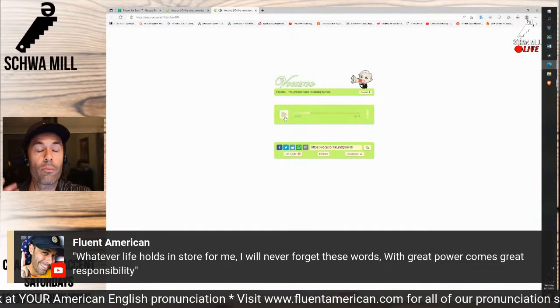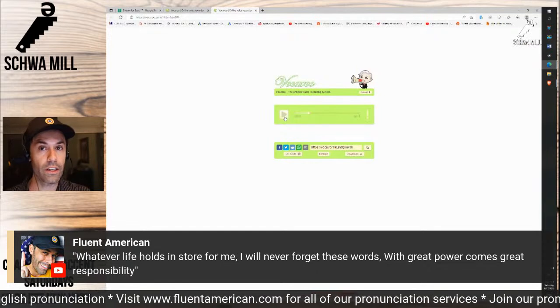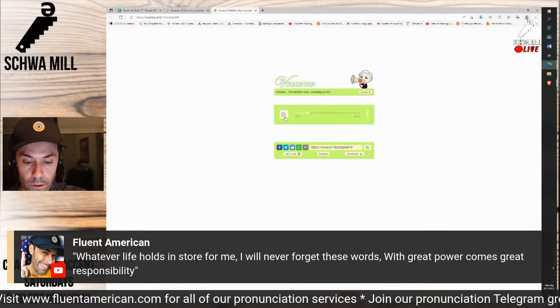Lots of air coming through. So much breath, which again is really key to achieving a natural sound. Just make sure enough air is flowing through your throat, which is great.